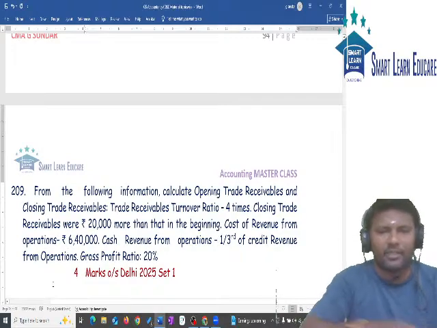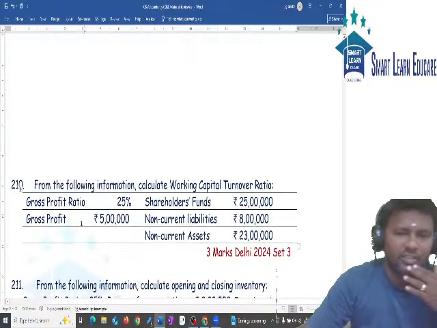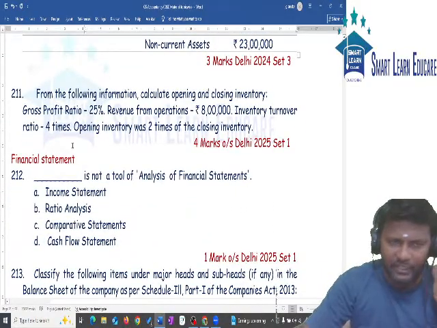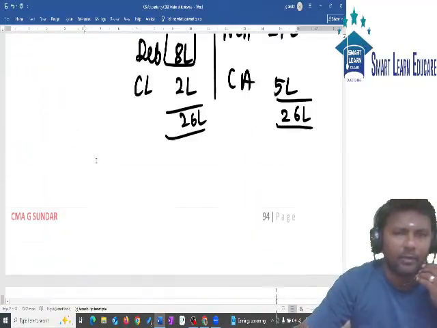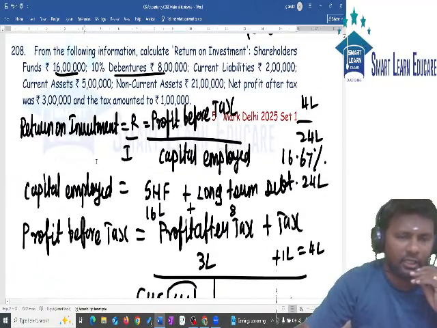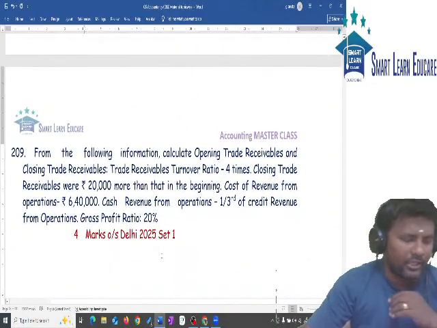Today we will be completing ratio. We have a few questions in ratio. Also, we will be starting with the financial statement. Yesterday we completed up to question number 208. Now proceeding further to question number 209.